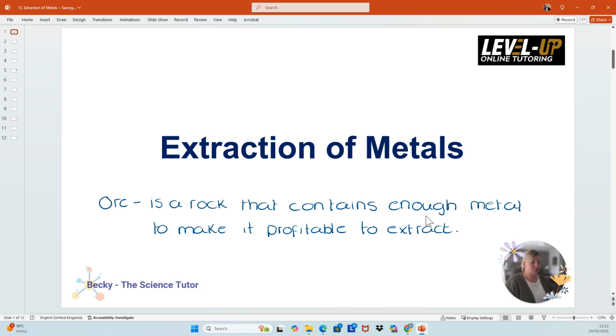Okay, so if it's going to cost you more money in the process of doing the extraction than what you're going to get back when you sell the metal, it's not going to be worth doing.